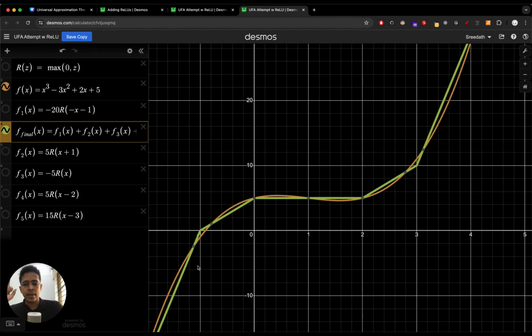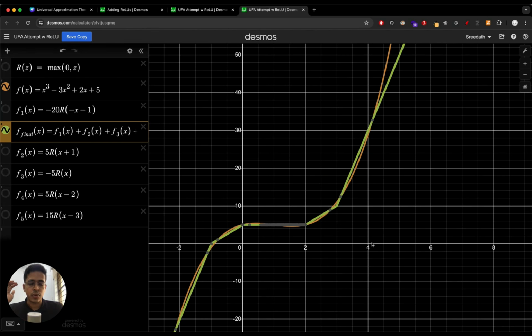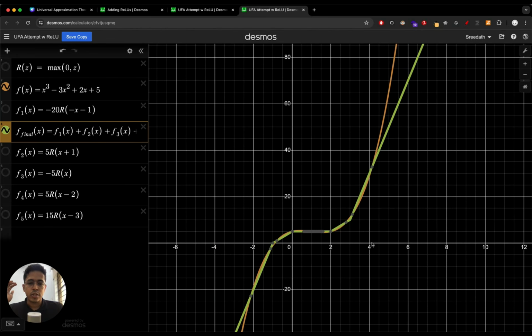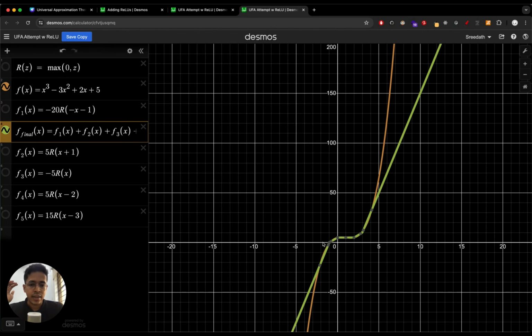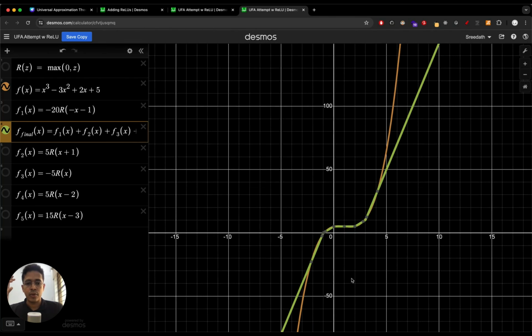But one thing to note here: in my consideration, I only considered the x range from minus 2 till plus 4. So if you zoom out, this approximation will not be good for outside that range. Outside this range means less than minus 2 or greater than plus 4. There will be significant divergence between this green approximated line, which is the sum of ReLUs, and this orange line, which is the actual function.